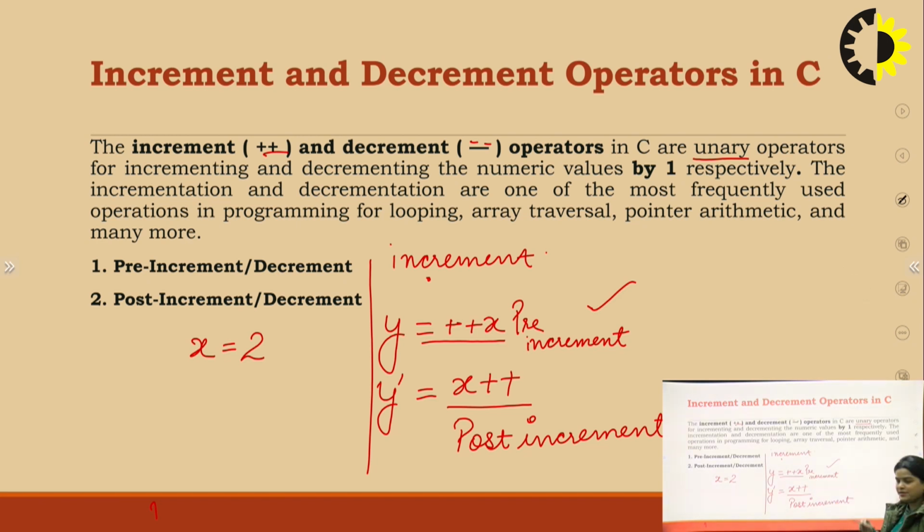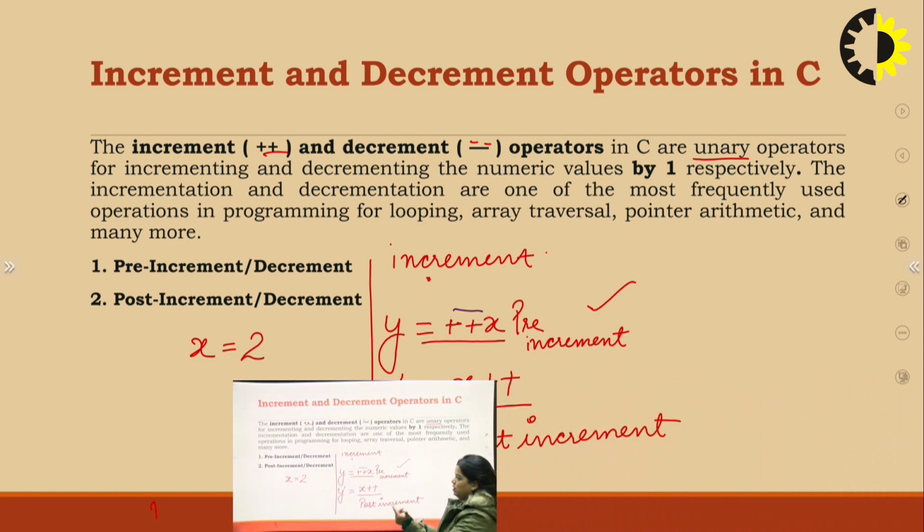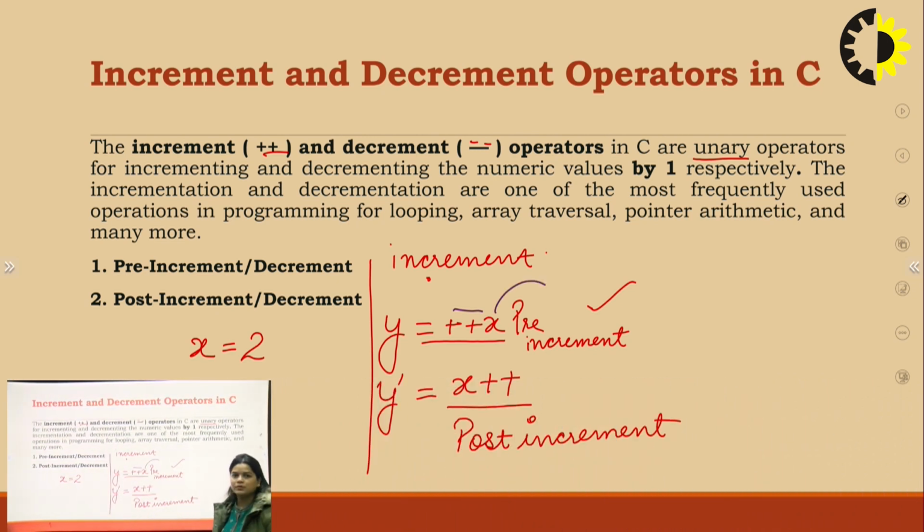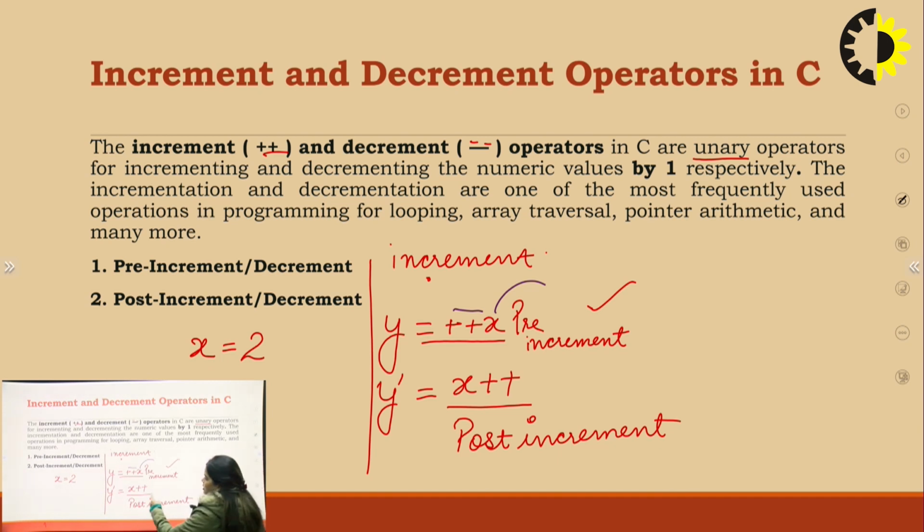Why is this pre and why is this post? Because here the operator comes before the variable. And here why is it post? Because here the operator comes after the variable. Because this is the variable and this is the variable, and here the operator comes first, so it is pre, and here the operator comes after, so it is post. And this is very important to understand now.